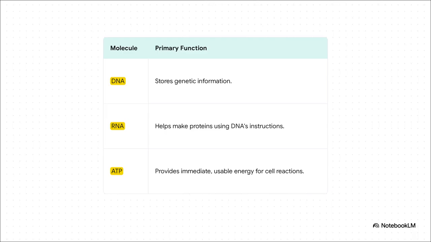Let's look at the key information molecules. DNA. Think of that as the master blueprint. It's got all the original instructions, and it's kept safe in the main office. RNA is more like a temporary photocopy of just one page of that blueprint. It's a message that gets sent out to the factory floor to tell the workers, the proteins, what to build. And then you've got ATP. Now, ATP isn't part of the information system. It's the actual energy, the cash currency that powers the entire operation.